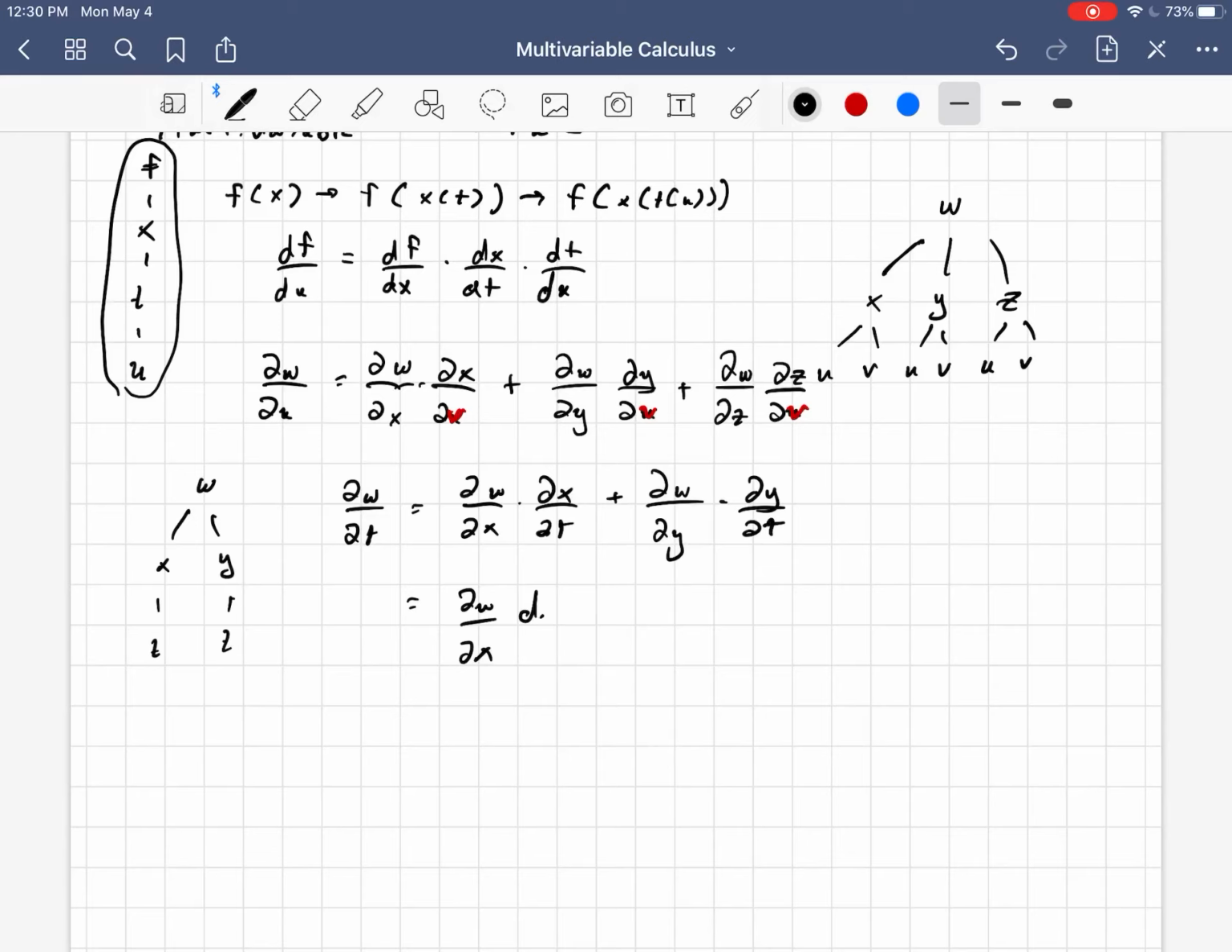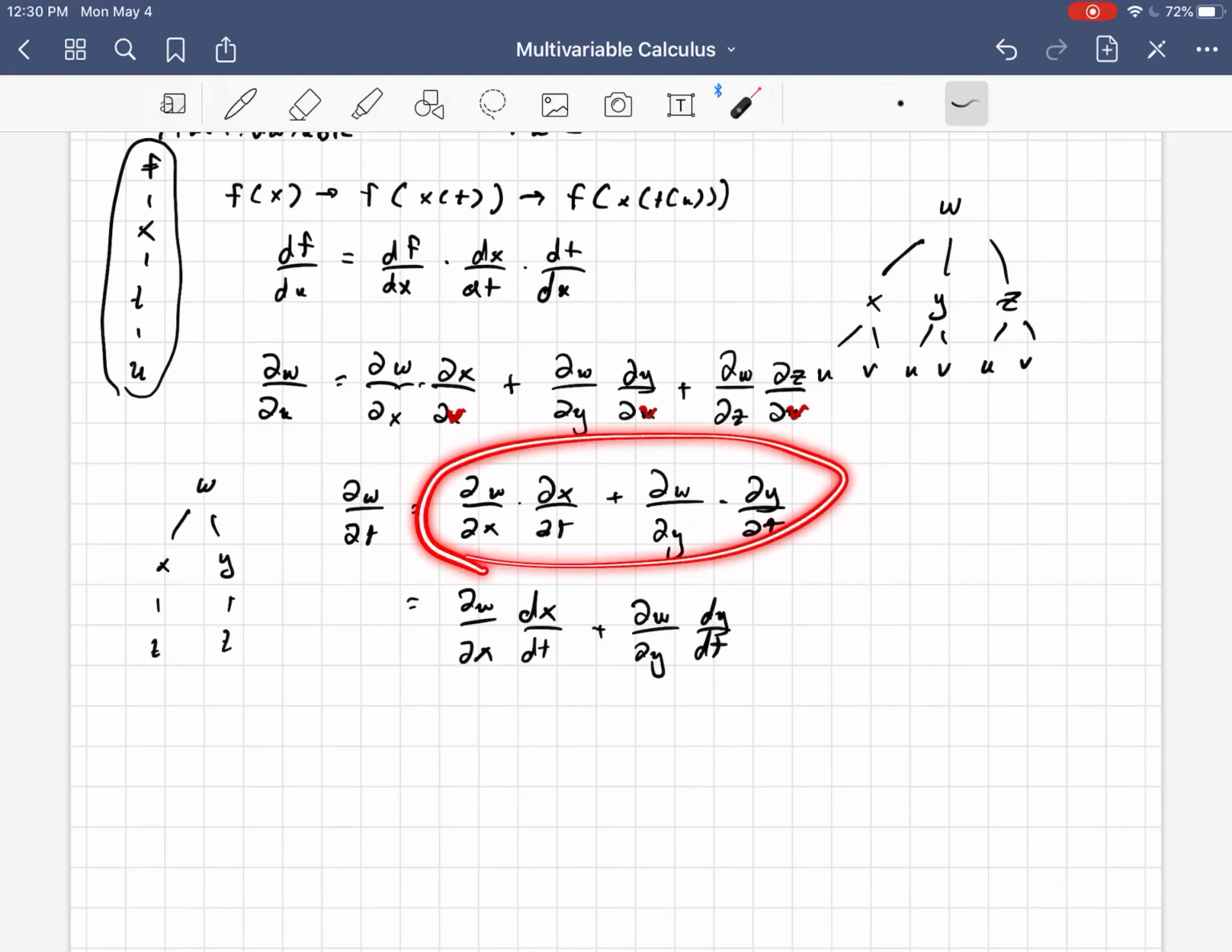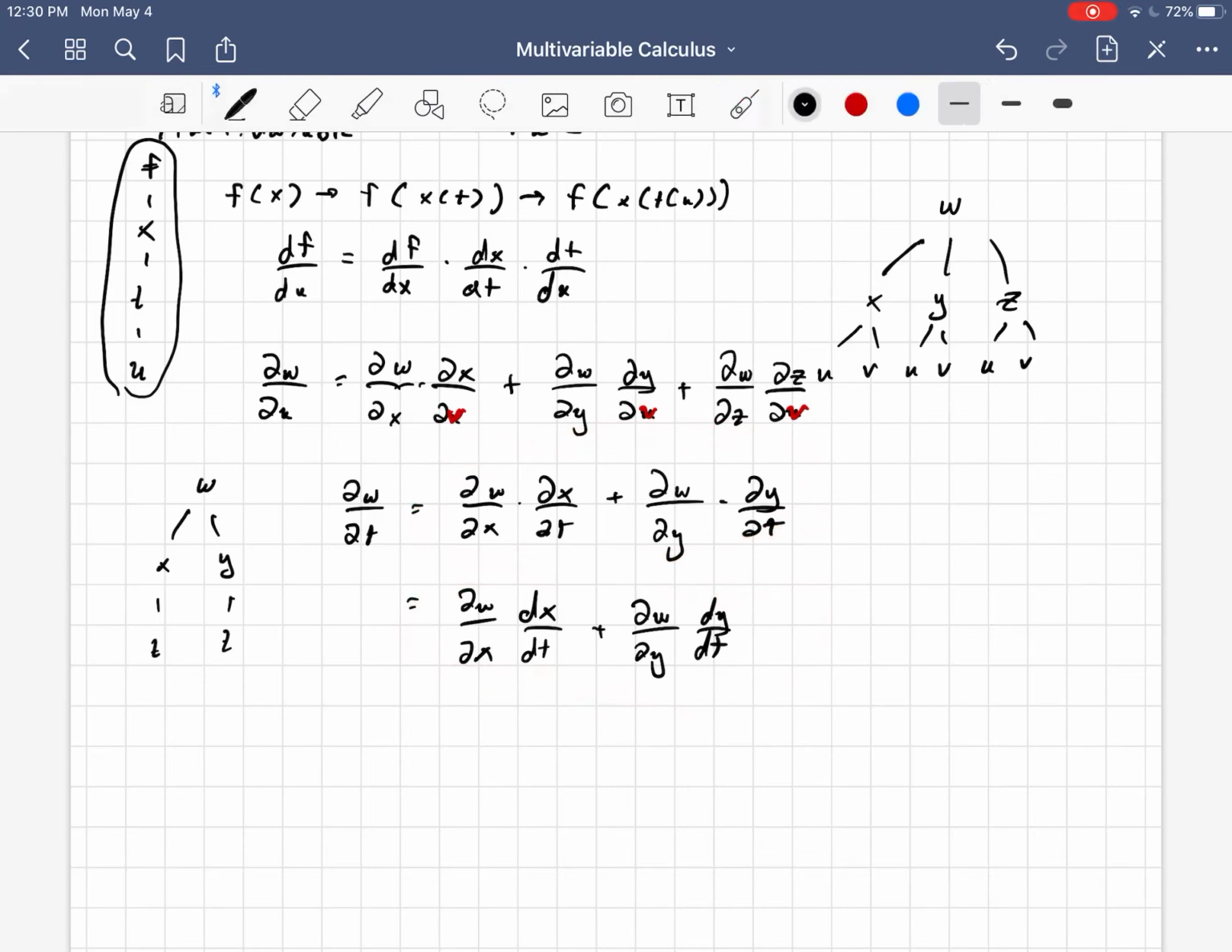So what I'm saying we can write is partial w with respect to x times dx over dt, being the normal derivative, plus partial w with respect to y times dy over dt. And it's acceptable to write it in the earlier form, but it's more simplified in this form, because again, there's only one way to go from x to t and from y to t. So the partial derivative and the normal derivative would be equal at that point.